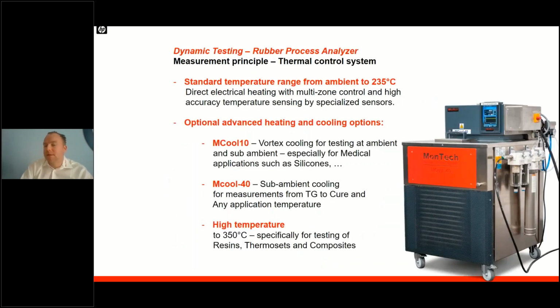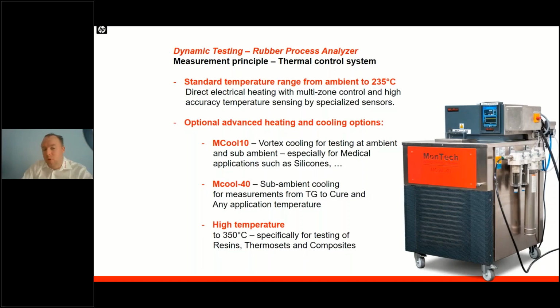All this can be complemented with one of our cooling or advanced heating systems. Typically, our instruments range from ambient temperatures to 235 degrees thermal range. Now, with our MCOOL 10 system, a vortex cooling system, specially developed for medical applications, for example, silicones, allows cooling of the test dies sub-ambient to a lowest temperature of 10 degrees C. This is a very cost-effective system, not requiring any additional space as it's fully integrated into the machine.